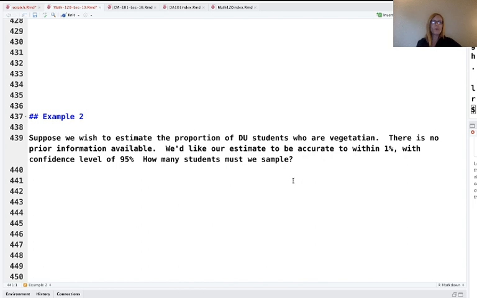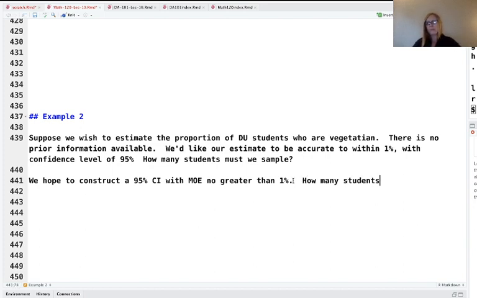Before we get too far into this question, maybe let me just rephrase this. We hope to construct a 95% confidence interval with MOE no greater than 1%. That's the deal. We want to make a confidence interval. Our confidence level is going to be 95%. I just made that up. And we want it to be pretty accurate. We want a small margin of error, no more than 1%. How many students? What's n?